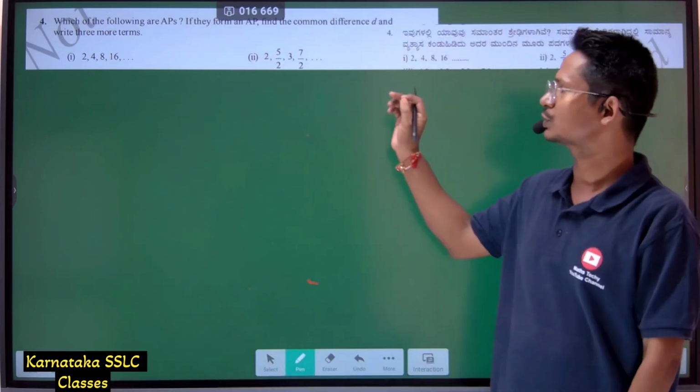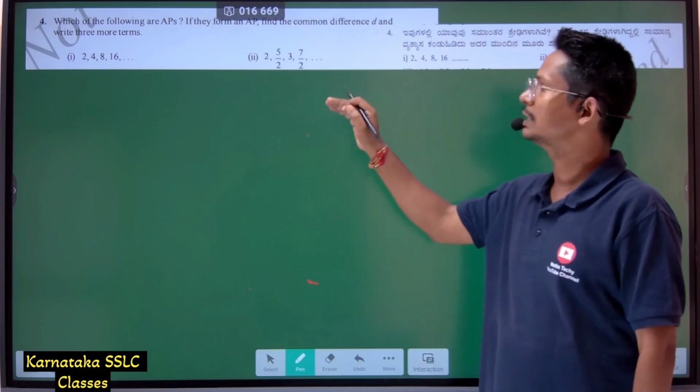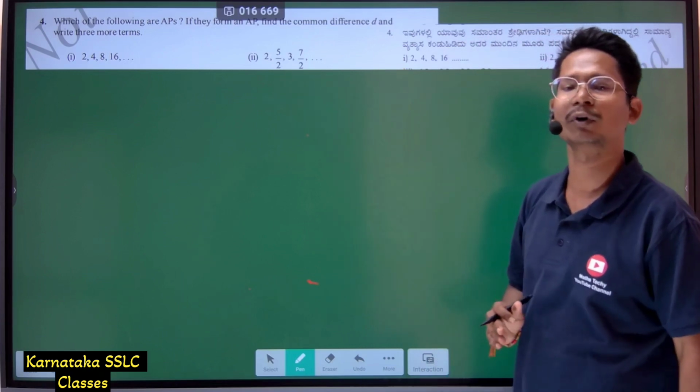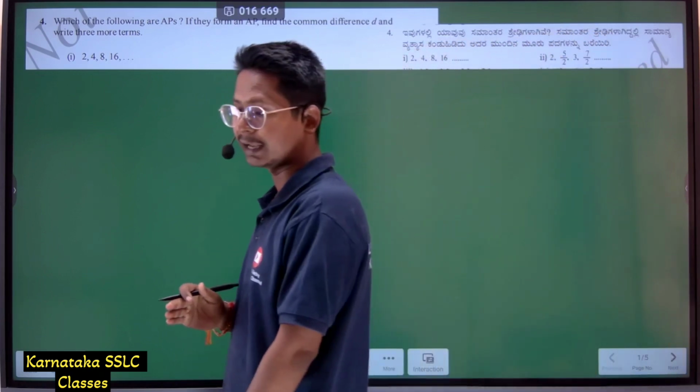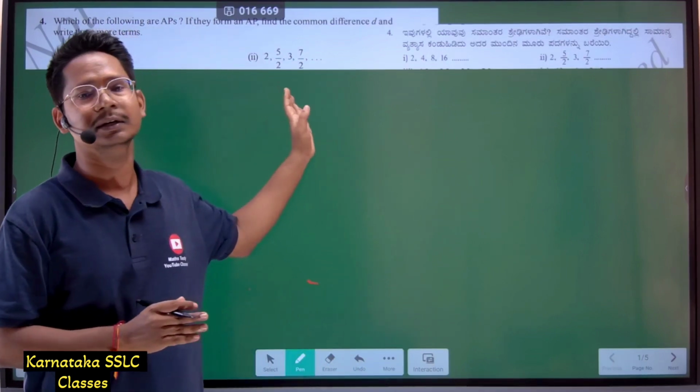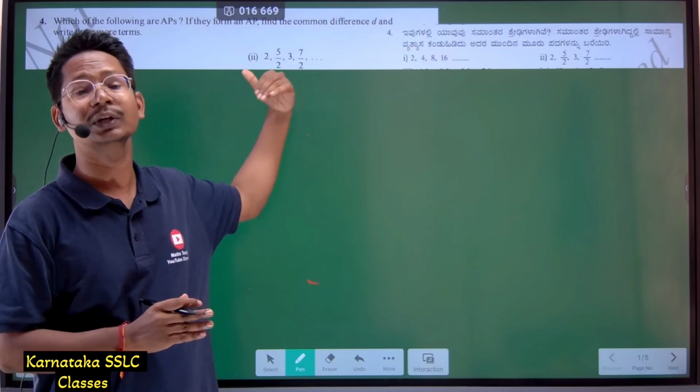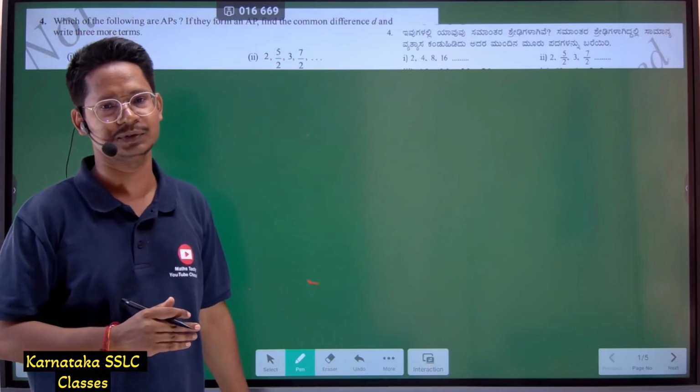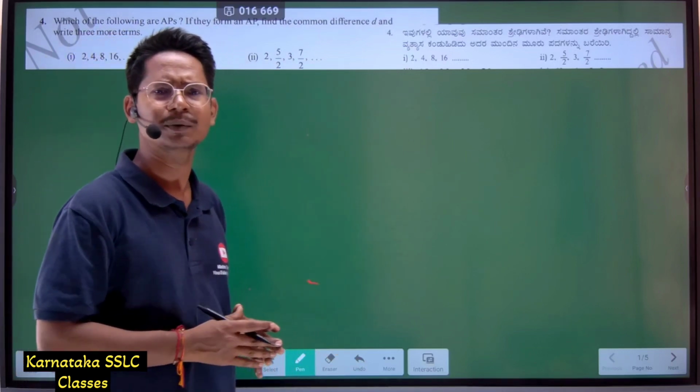Okay, so the question is very clear. You need to first decide whether the given set of numbers forms an AP or not. If they form an AP, then only you can find the next three terms. So first we will decide whether it forms an AP or not.